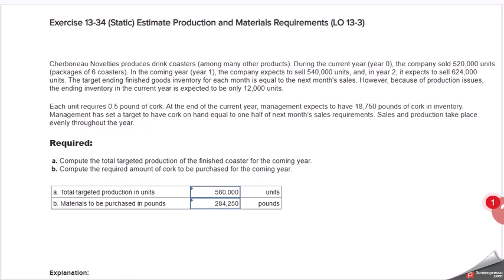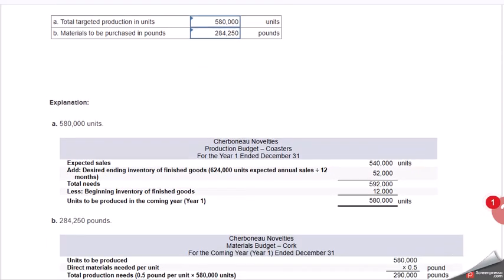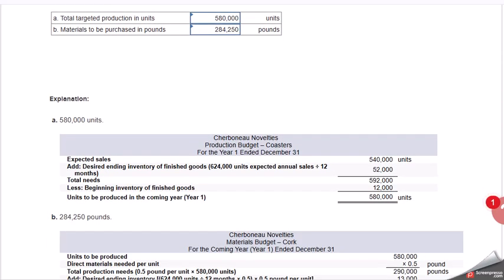So in the coming year, they expect to sell 540,000 units, but they're starting with 12,000. So their beginning inventory is 12,000 units. And then their expected sales are 540,000 units. So then what we really have to calculate is that middle one. What's their desired ending inventory?